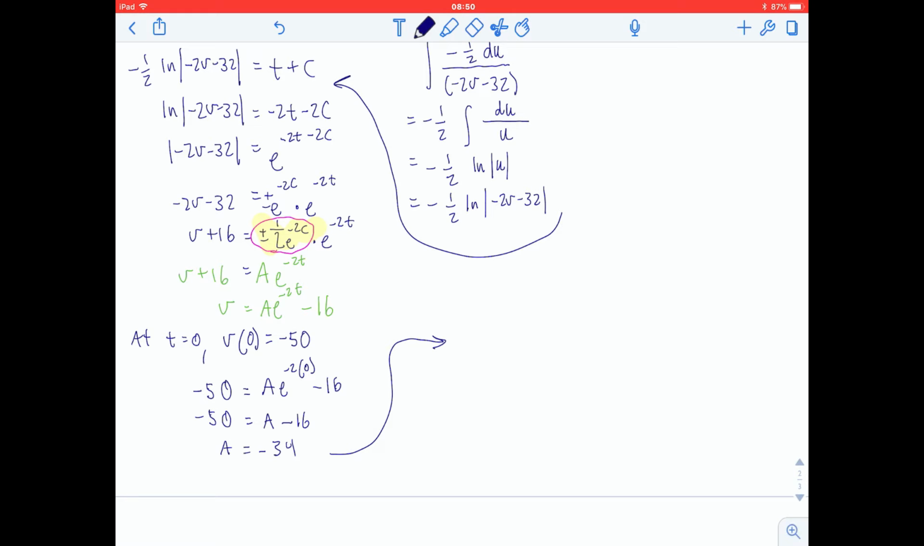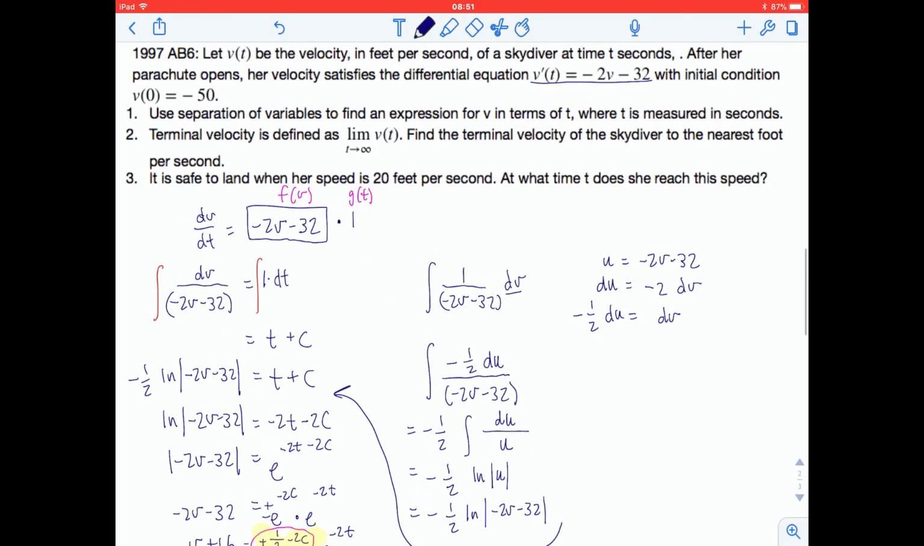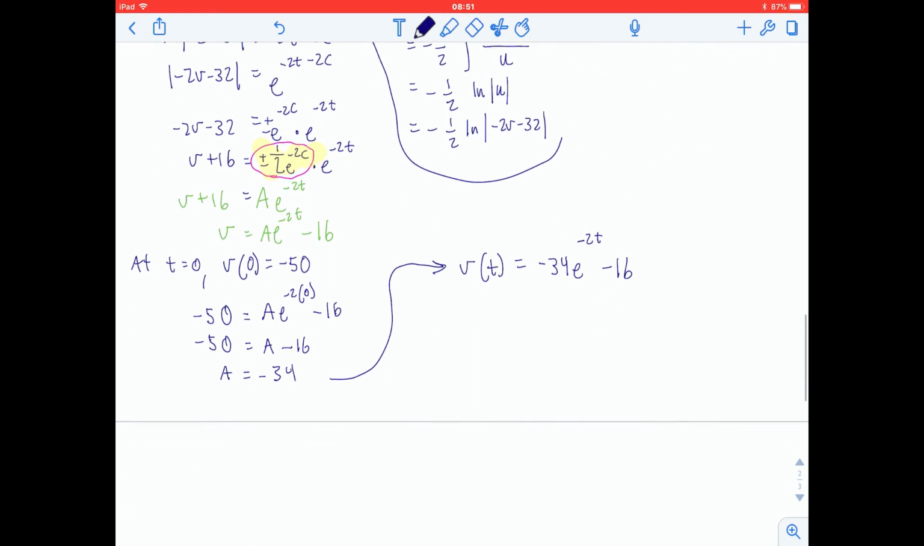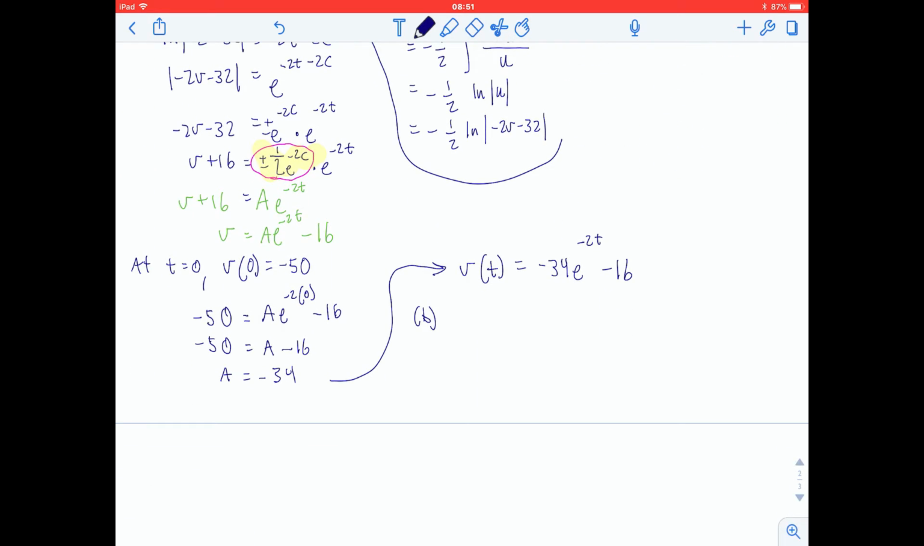And that brings us to our solution of saying that v of t is equal to -34 e to the -2t minus 16. So that is our answer for part A. If we go up, the second question says terminal velocity is defined as a limit as t approaches infinity of v of t. Well, for B, we want to find the limit as t approaches infinity of this expression, -34 e to the -2t minus 16.